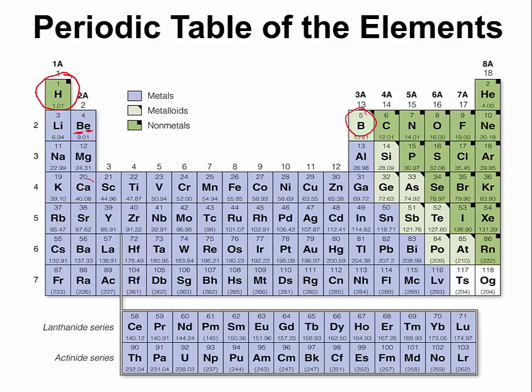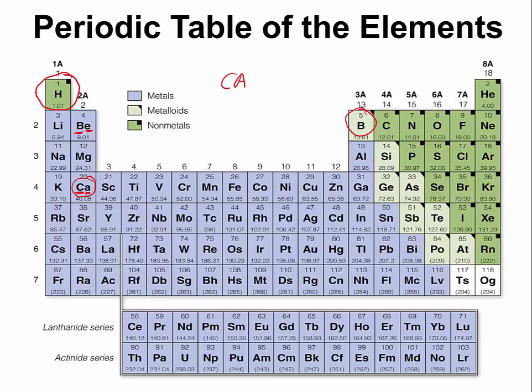Take a look at calcium. The first letter is uppercase C. The second letter is lowercase a. If you write calcium like this, that is not calcium. That would be California.